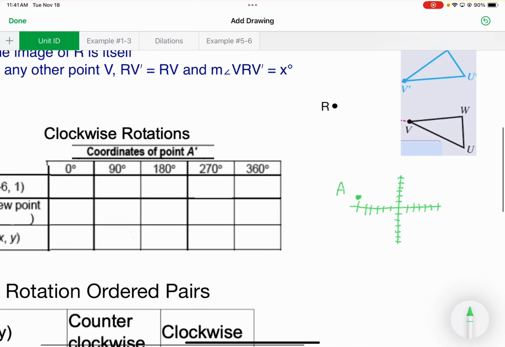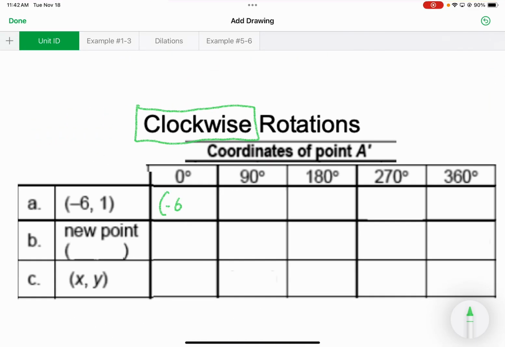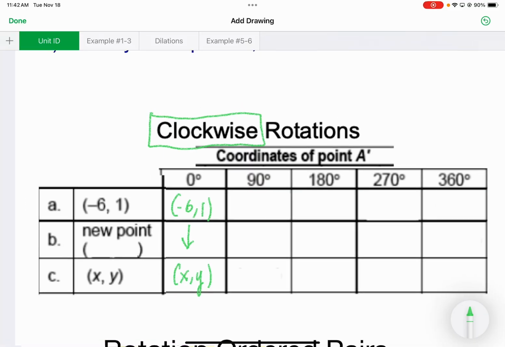Now, this is telling me rotate clockwise. So let's rotate my coordinate point A clockwise 0 degrees. Is that going to change anything? No. So my coordinate point will remain as -6, 1. So my rule for that, x and y didn't change, so we're just going to say x, y. We're not going to put anything in our middle row. We're just going to put things in our top row and then our bottom row as well.